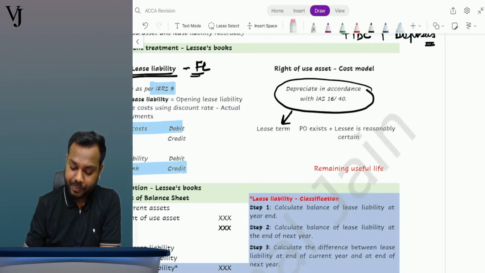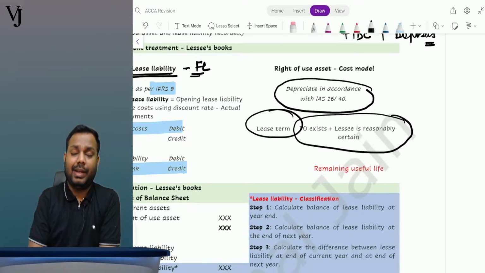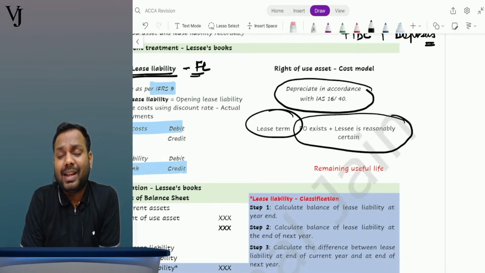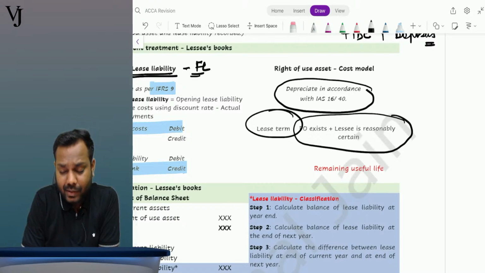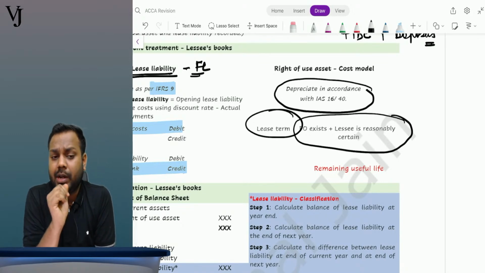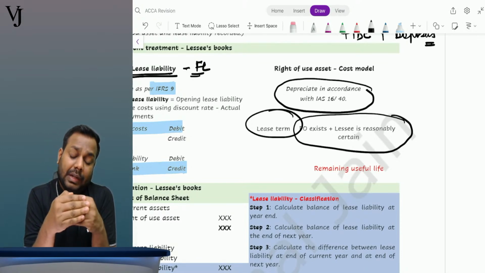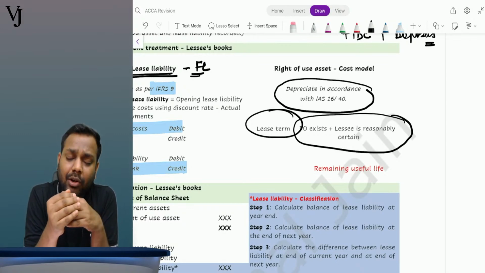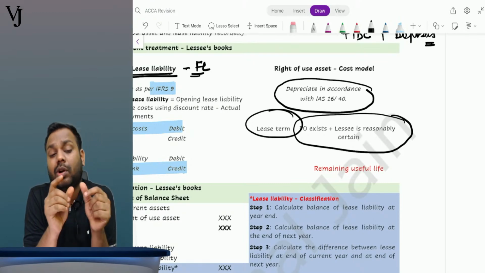So you will have to depreciate it over the lease term. But the standard says that if there is a purchase option in the lease, and the lessee is reasonably certain to exercise the purchase option... What is the meaning of purchase option? In the lease contract, a clause is there that if the lessee wants, he has an option to purchase the asset at the end of the lease term. This is called a purchase option.